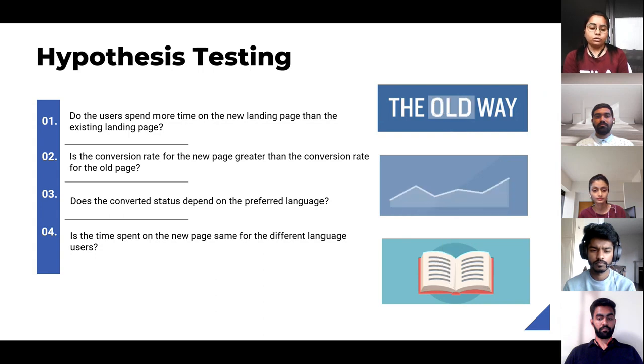So about the last question, we assume two hypothesis equations: that the mean time spent on the new page by all language users is equal, or the other one where the mean time spent by the users for all languages was unequal. So here we have performed two tests, that was Shapiro-Wilk's test and Levene's test, and we have calculated the p-value as well, and we have observed that the mean time spent on the new page by all language users was almost equal.